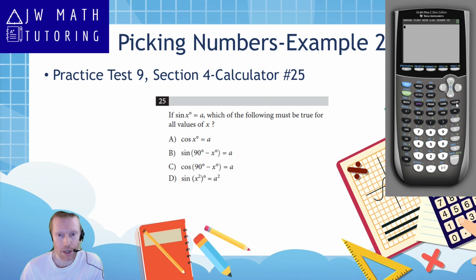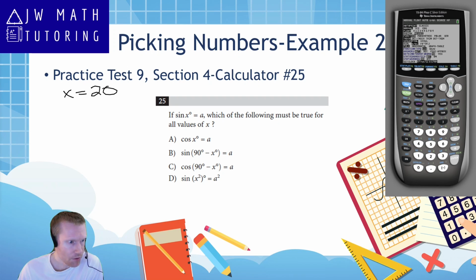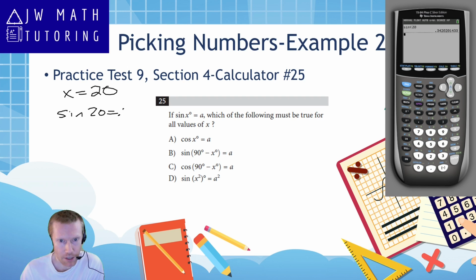So I'll just pick a random angle. Let's say x equals 20 degrees. First thing I'm going to double check is that my calculator's in degree mode, and it is. Now if I do the sine of 20 degrees, that comes out to approximately 0.342. Now I'll go down through and double check all these answer choices, and one of the statements should be true and the other 3 should be false.